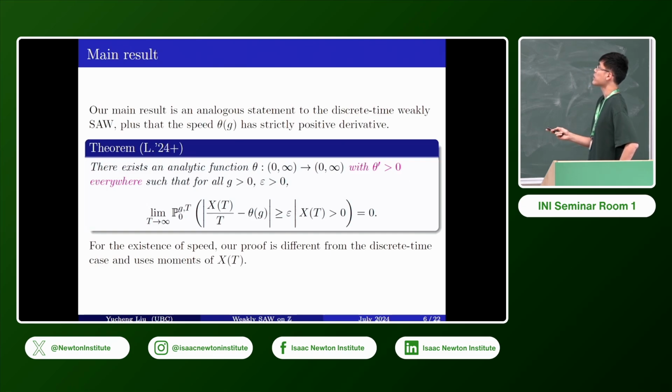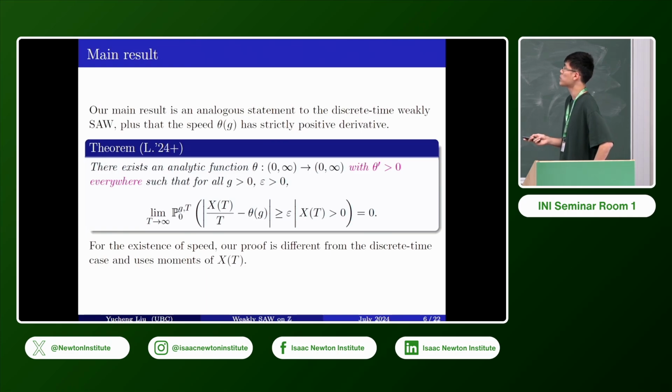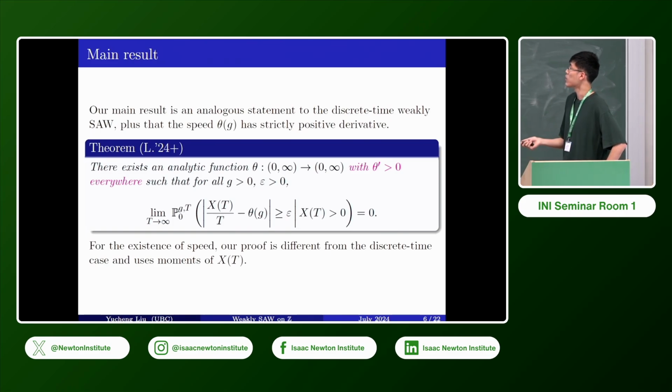And the new thing here is that theta prime, we show it to be positive everywhere, which in particular implies it's strictly monotone in g. And our proof for the existence of speed is very different from the discrete time case, and we use moments of x of t. The discrete time paper proved this speed using large deviation theory, which is a very different method. We are going to use the Laplace transform for this.